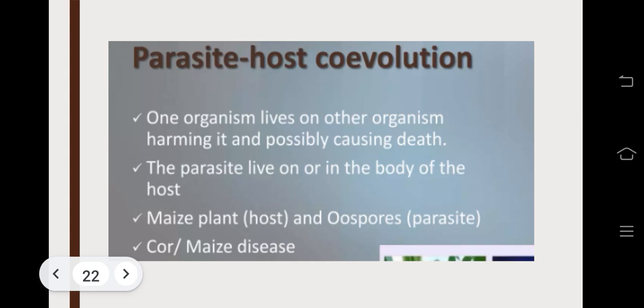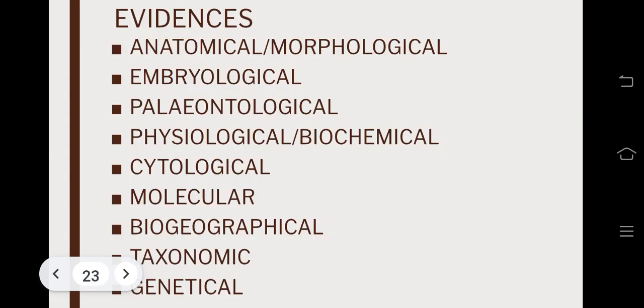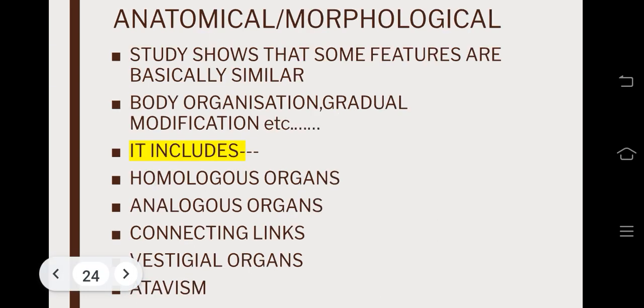And parasite-host coevolution. An organism lives on another organism, harming it and possibly causing death. The parasite lives on it or in the body of the host. Maize plant is the host and Oospora is a parasite, causing maize disease. And evidences: anatomical, morphological, embryological, paleontological, physiological, biochemical, cytological, molecular, then biogeographical, taxonomic, and genetical evidences.